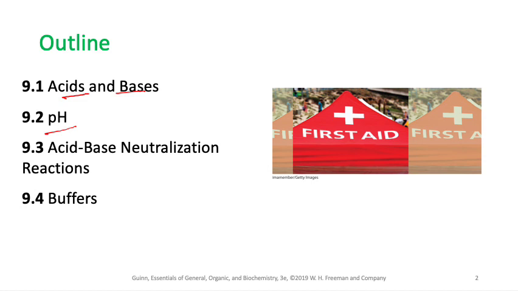Then we're going to talk about the pH, the acidity of the solution, and then we're going to talk about the reaction between acid and base, which we call a neutralization reaction. And at the last we're going to talk about a special solution which is normally called a buffer, which resists any change in the pH. So let's get started with our chapter.